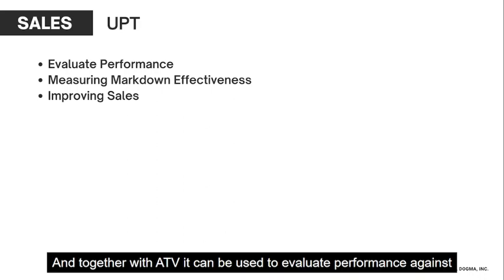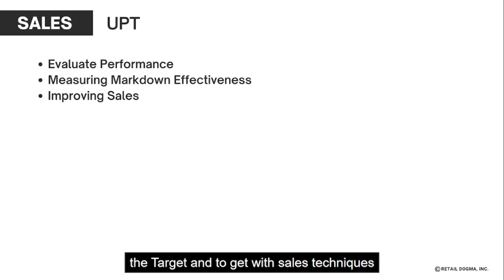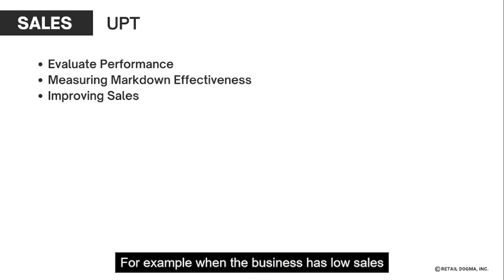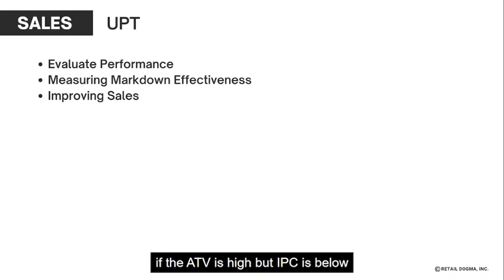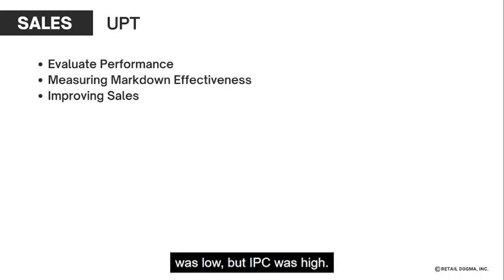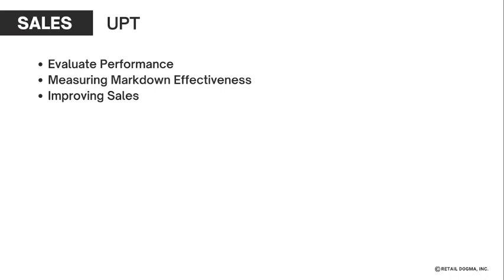And together with ATV, it can be used to evaluate performance against the target and to gauge which sales techniques should be used to lift sales. For example, when the business has low sales, if the ATV is high but IPC is below target, different tactics can be used versus if ATV was low but IPC was high.